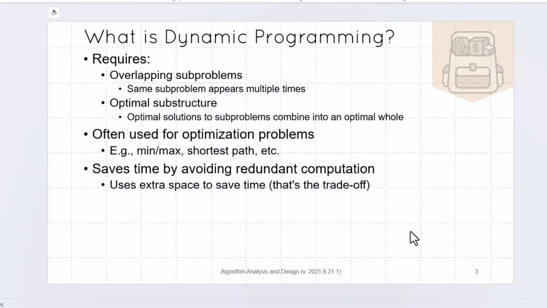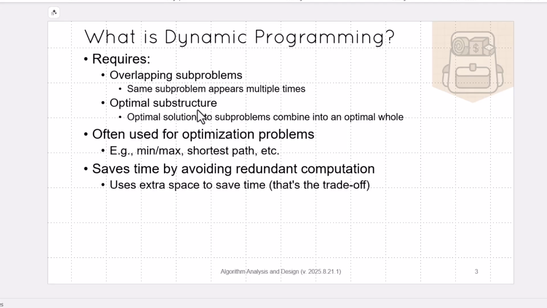So what does dynamic programming require? In order for us to come up with a dynamic programming solution, an algorithm that follows this paradigm, what are the requirements? Well, we have to have overlapping subproblems, meaning the same subproblem appears multiple times, and we have to have optimal substructure, which means optimal solutions to subproblems combine into an optimal whole. Both of these are required. Overlapping subproblems basically means that the problem's recursive breakdown generates the same subproblems multiple times. Without that overlap, storing the results gives no benefit.